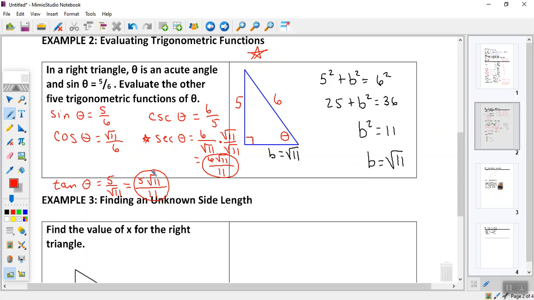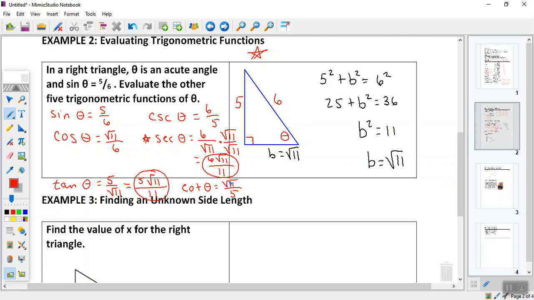Can I reciprocate this to get the cotangent right off the bat? Yeah, just the reciprocal of 5 over root 11 for my cotangent of theta would be what? Root 11 over 5. Do I need to do anything to that one? No, because I've got a whole value down here in the denominator, right?